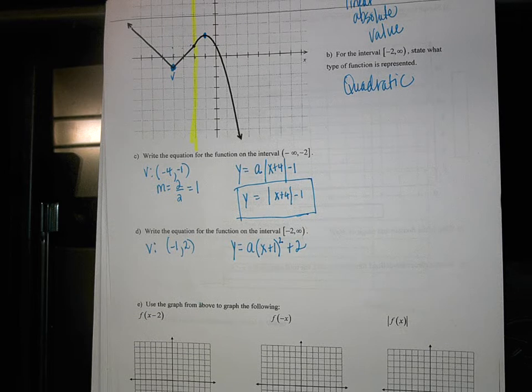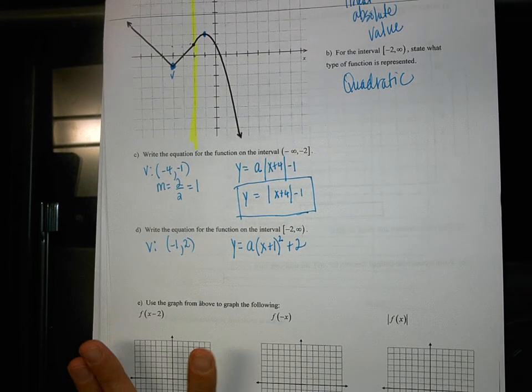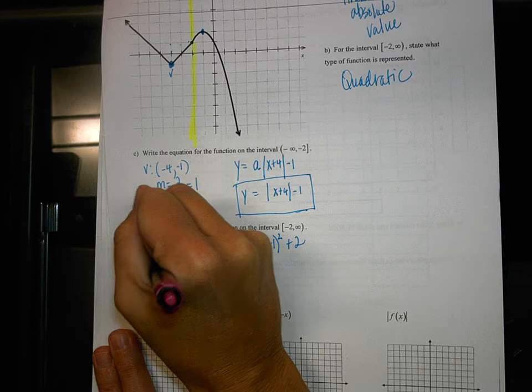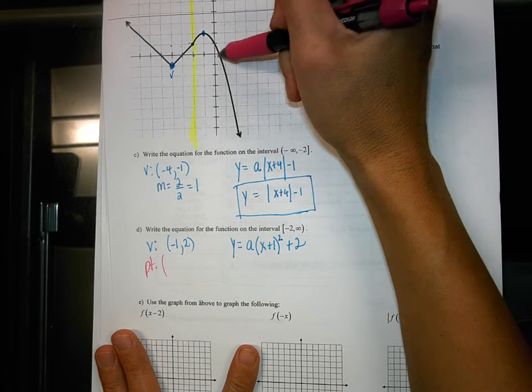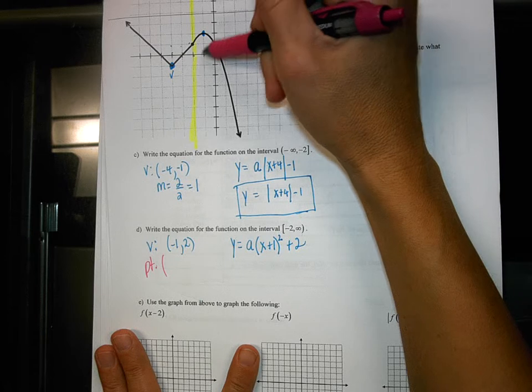Now, can I use slope on this one? No, because it curves, okay? So we have to choose a point. What looks like a good point to choose? Okay, so I heard the point, what did you say? Negative 1. Negative 1 won't work because that's going to be our vertex, right?